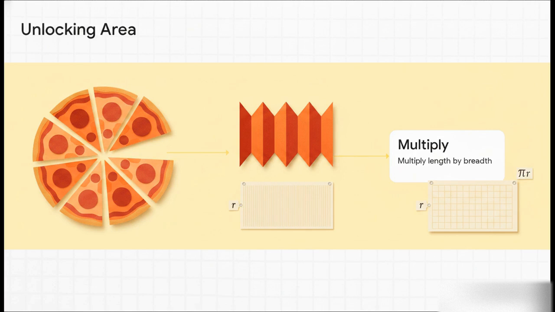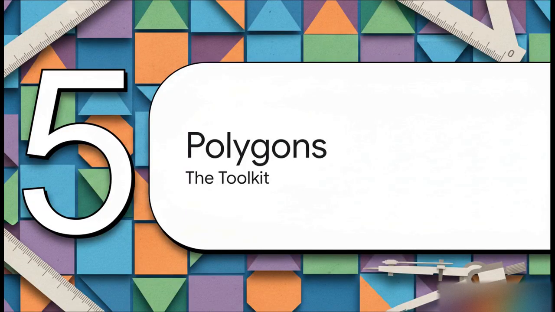So if we multiply this rectangle's length by its breadth, we get pi r times r, which magically gives us pi r squared. See? Math isn't just random letters, it's beautifully logical. Section 5. Quadrilaterals and polygons.